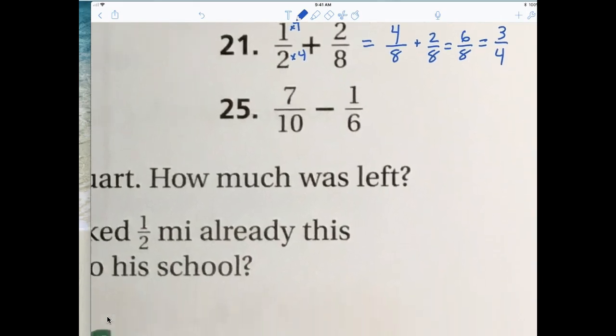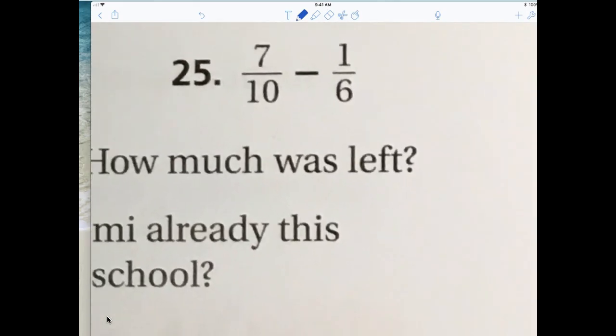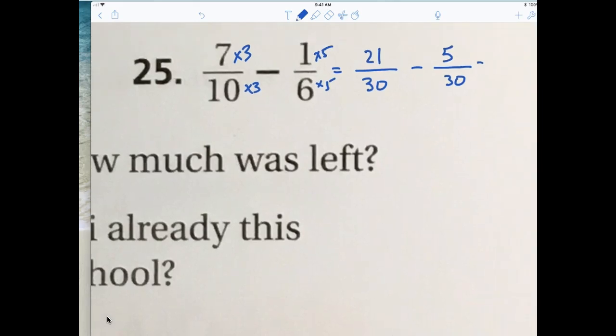So now, Gavin, I'm going to let you try 25. 7/10 minus 1/6. What's the common denominator? Okay, the closest you could do is 30. That is correct. Now notice what I'm doing. 30 minus, and then 30 over here. Everybody seeing that? So what am I going to multiply the first fraction by? You multiply 7 times 3. Yep. And then you do 1 times 5. Good job. And then 21 minus 5 is 8.